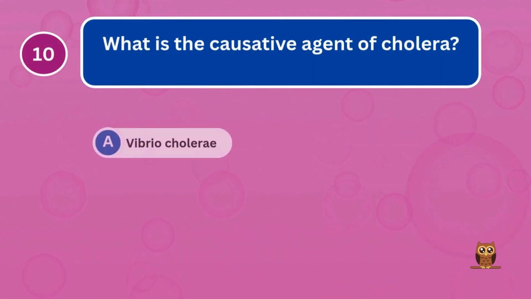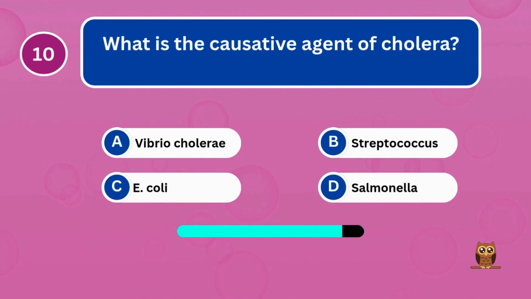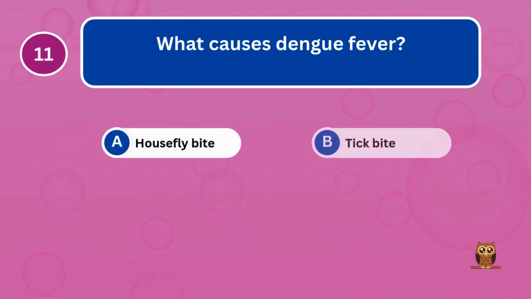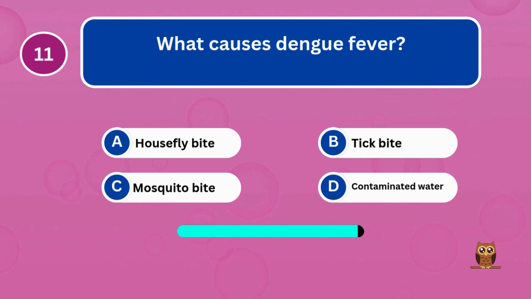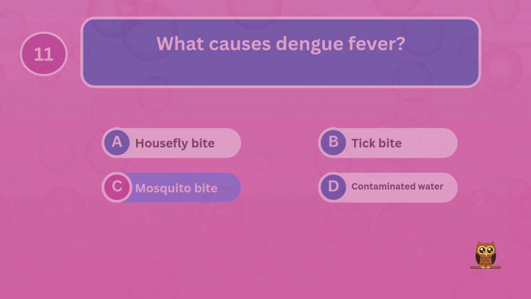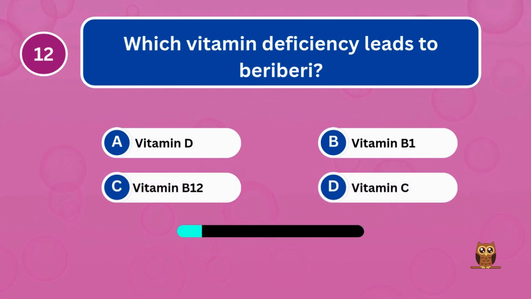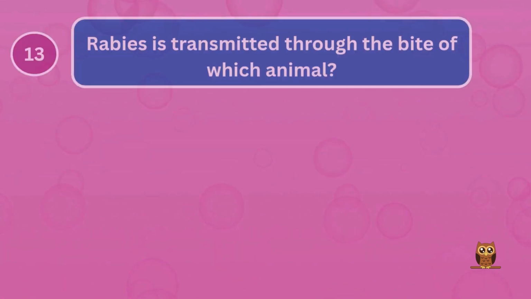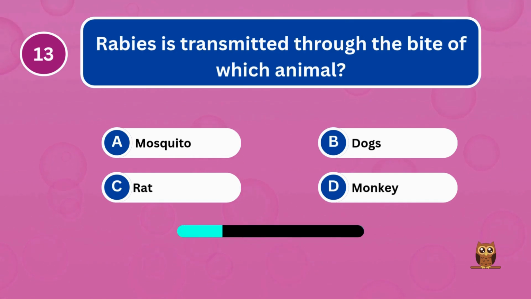What is the causative agent of cholera? Vibrio cholerae. What causes dengue fever? Mosquito bite. Which vitamin deficiency leads to beriberi? Vitamin B1. Rabies is transmitted through the bite of which animal? Dogs.